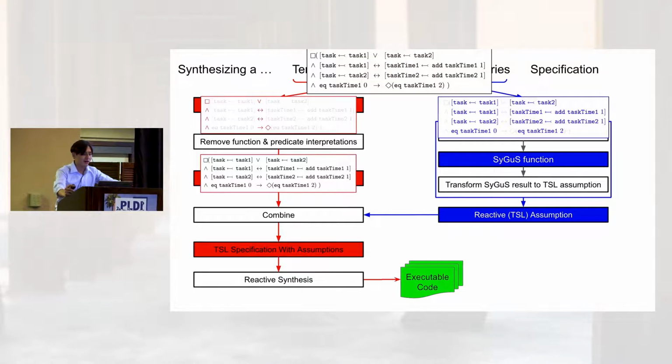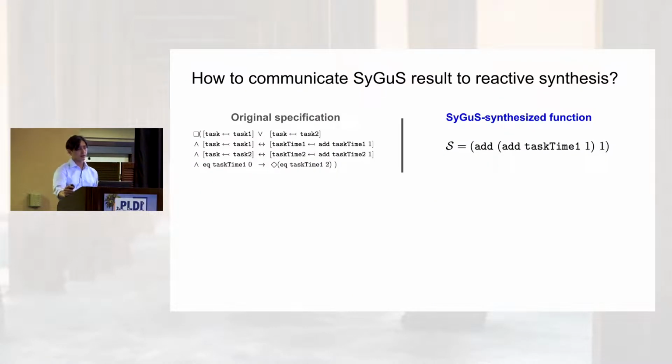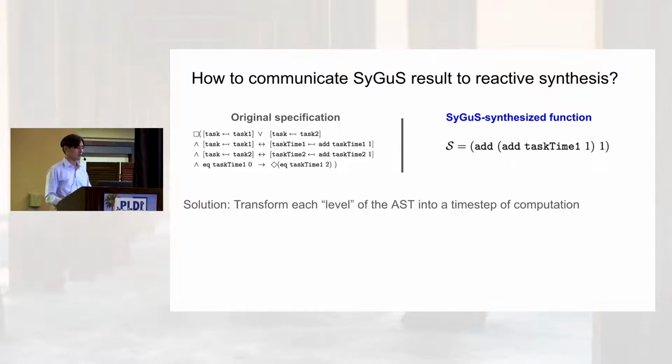So now that we have all of this, and we've synthesized our SyntaxGuided function, our next step is to transform the SyntaxGuided result into a TSL assumption. And the problem here is, how do we communicate the SyntaxGuided result into reactive synthesis? Because we have a temporal logic specification, but on the right, we have just a standard function. And the problem is how we translate this into reactive synthesis. And our solution is to transform each level of the AST into a time step of computation.